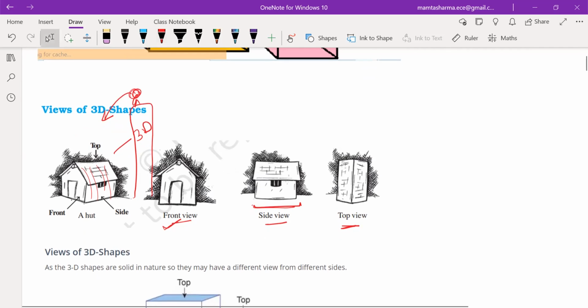You can't see everything from one view. There will be three views: front view, side view, and top view.